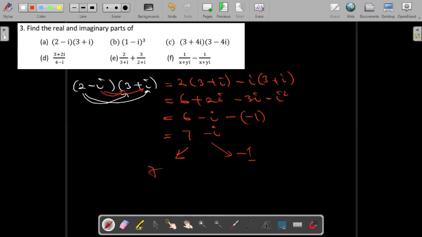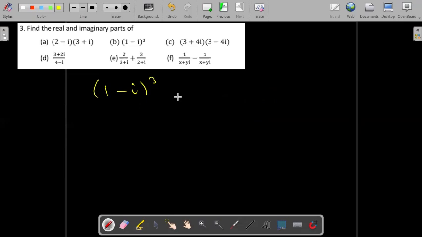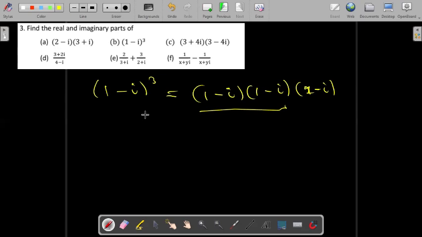Then we have the other one. So you do the same for the next one. You have (1 minus i) cubed. So this is the same as multiplying (1 minus i) by (1 minus i) by (1 minus i). I'm multiplying the whole three. You can multiply the first two, then multiply the other one.